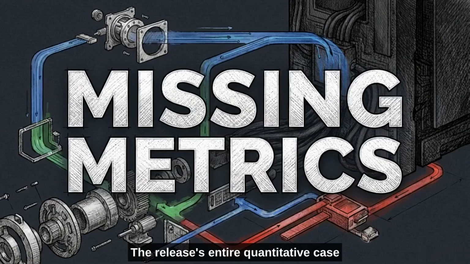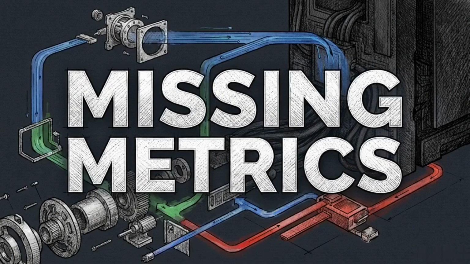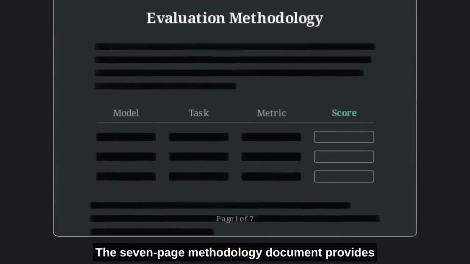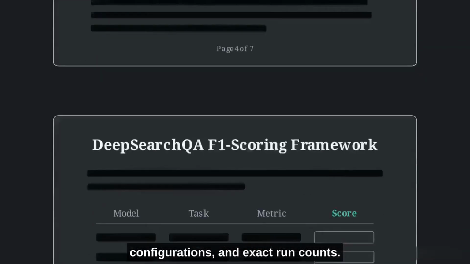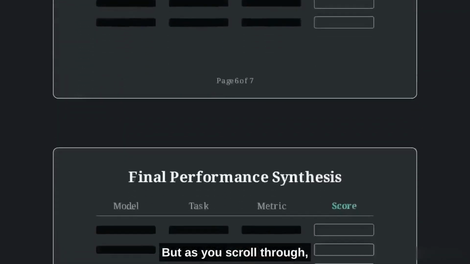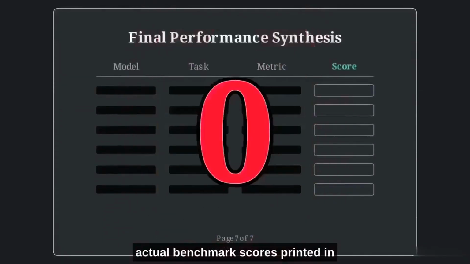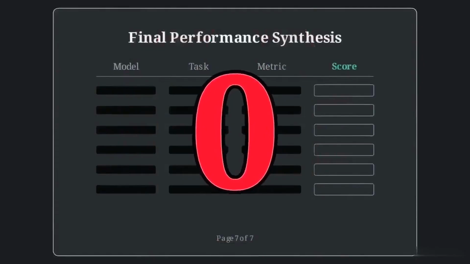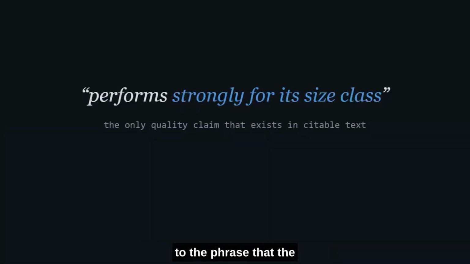There is one vital caveat to understand before deploying Muse Glimmer into a production environment. The release's entire quantitative case is unquotable. The 7-page methodology document provides exhaustive detail on judges, sampling configurations, and exact run counts. But as you scroll through, you will find exactly 0 actual benchmark scores printed in the text. The official prose commits only to the phrase that the model performs strongly for its size class.